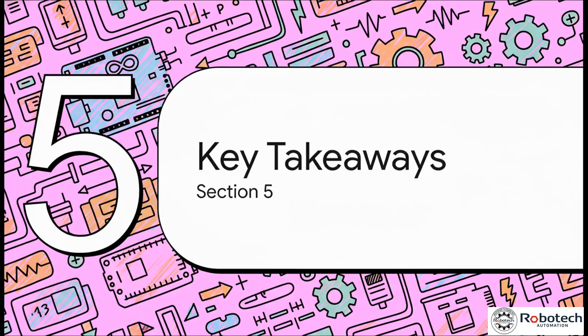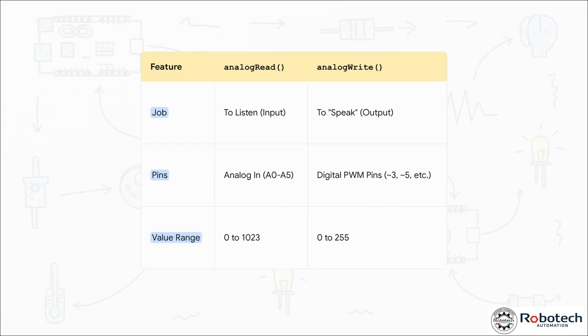So, after all that, what are the most important things you need to remember? Let's do a quick recap. Let's lock this in. At its core, it really just comes down to this. analogRead is for high precision listening on those A pins. analogWrite is for speaking or creating an effect on those special digital PWM pins. Just keep those different jobs, pins, and value ranges straight in your head, and you'll be golden.